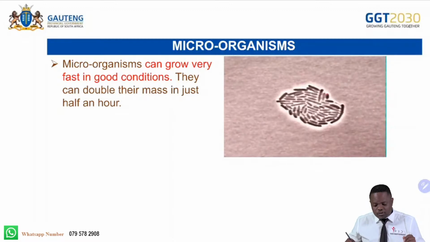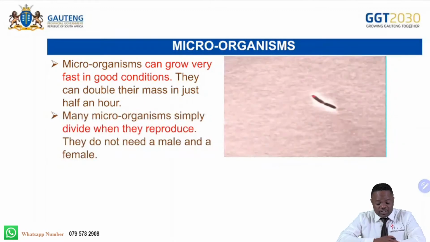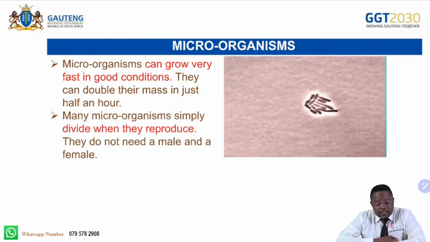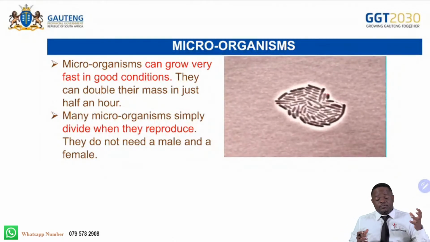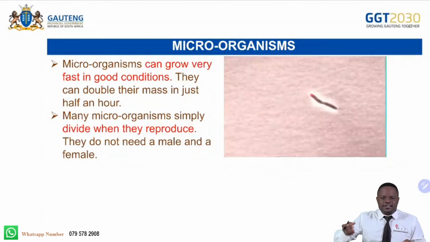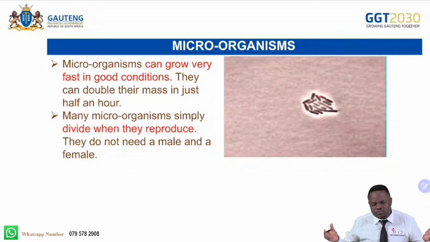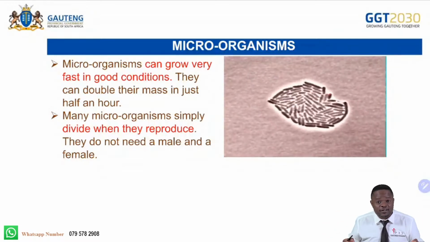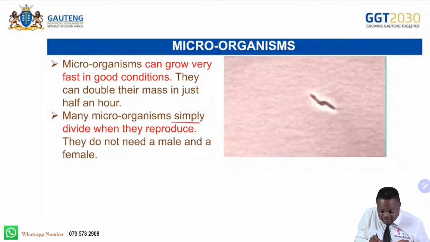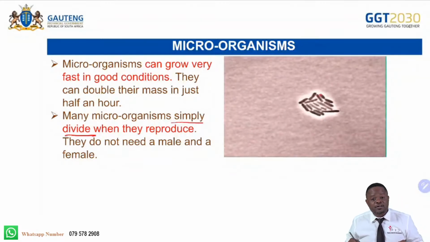And also, what we know about our microorganisms is that some of them do not need the male and the female to reproduce, for them to produce their young. They simply divide when they reproduce.